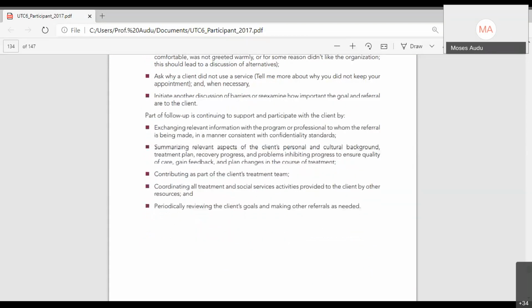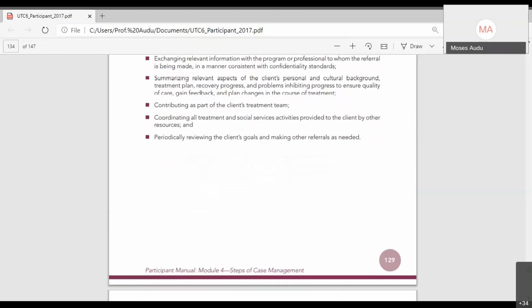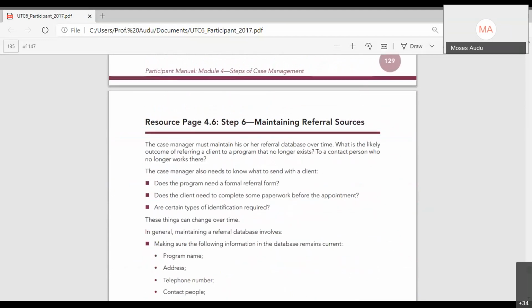And then exchanging relevant information, summarizing relevant aspects of the client's personal and cultural background, and then contributing as part of the client's treatment team, and then coordinating all treatment and social services activities provided to the client by other resources, and periodically reviewing the client's goals and making other referrals. So this is very key, if we're actually going to work successfully as case managers. And then here, the sixth step is maintaining referral sources.